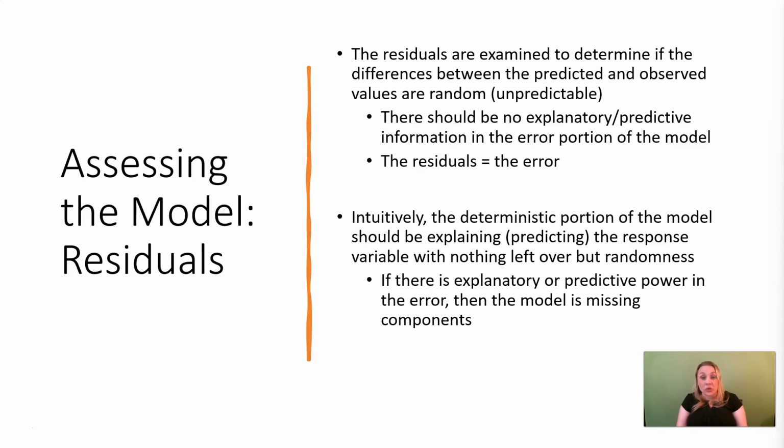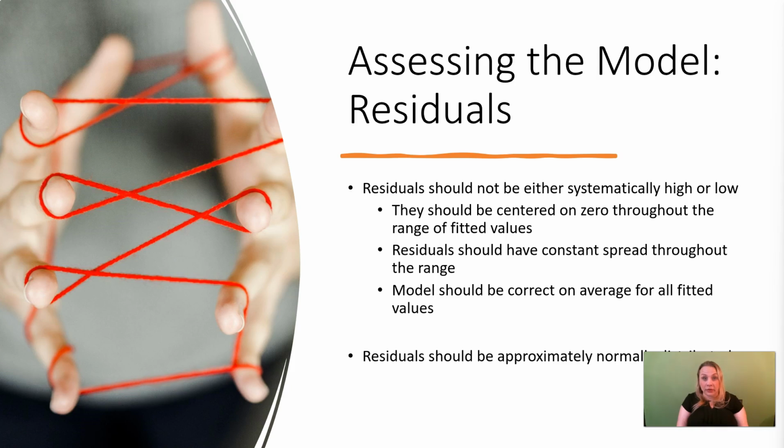So intuitively, the deterministic portion of the model should be explaining or predicting your response variable with nothing left over but randomness. And so if there is some explanatory or predictive power in that error, then our model doesn't have all of the components needed in it, and it was overly simplified. Our residuals should be random. They should not be systematically high or systematically low. That tells us we have some bias in our model if that happens.